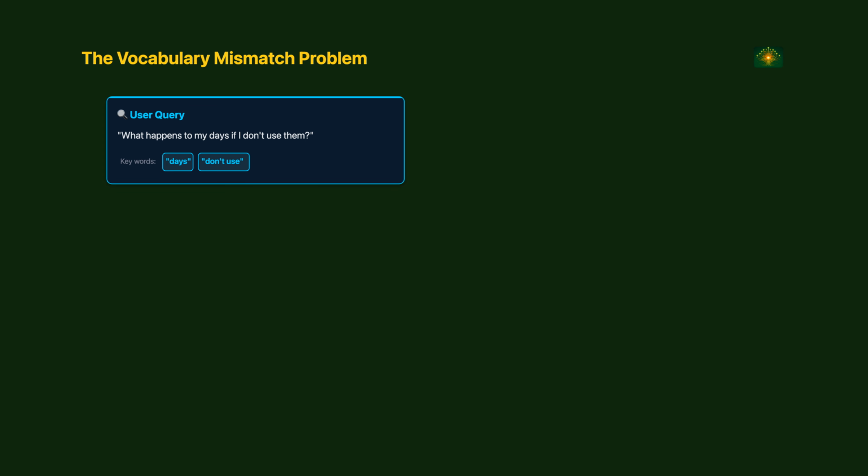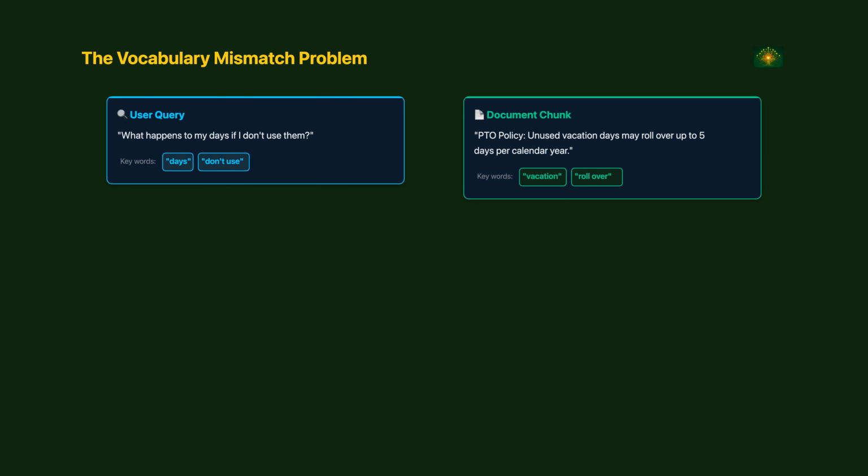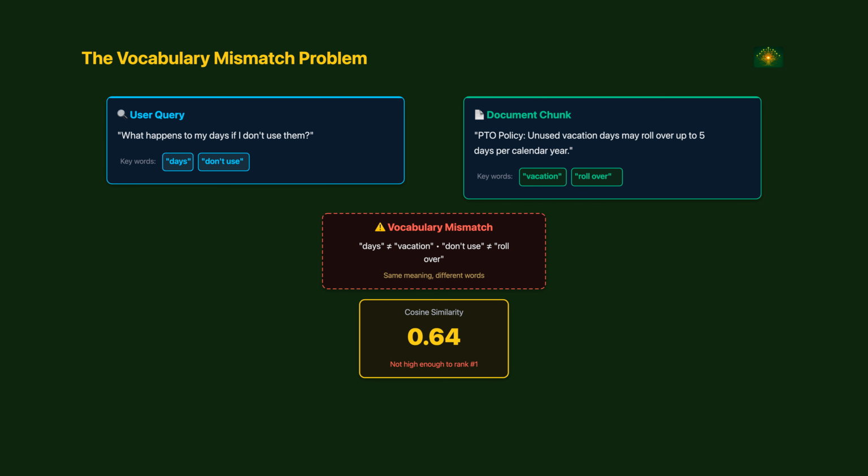Here's the first failure mode. The user asks about days I don't use. The document says unused vacation days rollover. Same meaning, different vocabulary. The embedding captures some of the similarity, 0.64, but not enough to rank in the top 3. The answer exists, the search misses it.